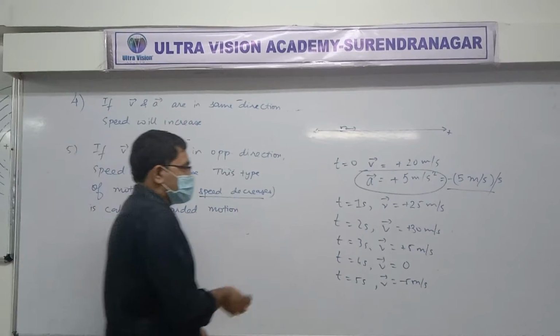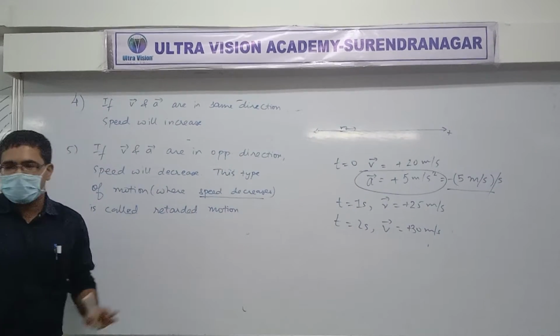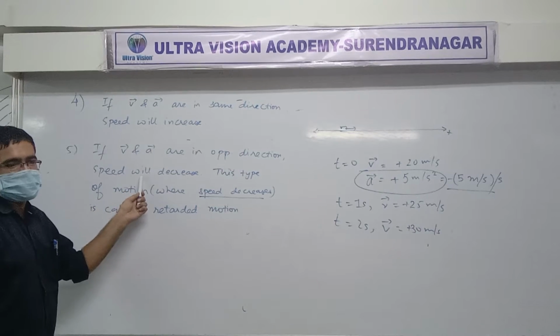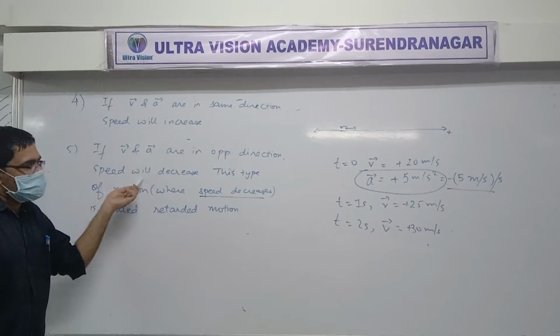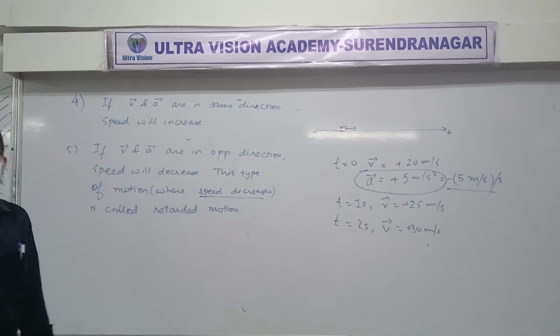When velocity and acceleration are in the same direction, the speed of the object increases. And when velocity and acceleration are in opposite directions, the speed of the object will decrease. Clear? Yes. This type of motion, where the object's speed is decreasing, is called retarded motion.